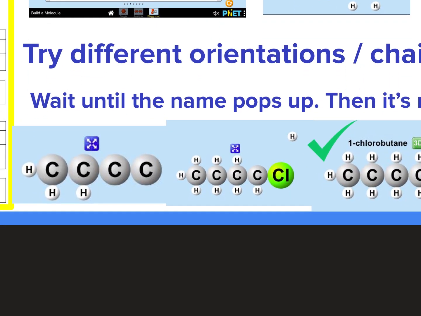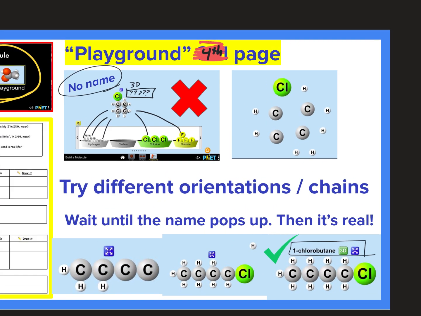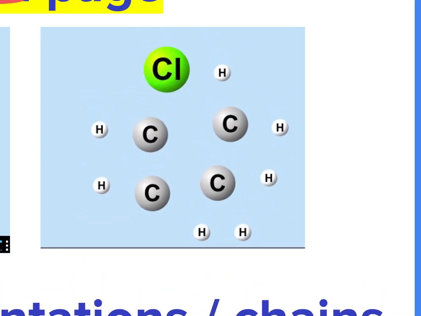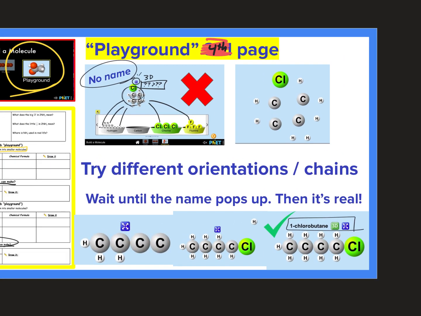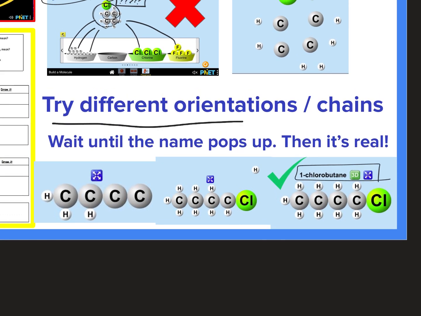It doesn't exist in nature. What you want is you want a name to show up like this. How you get that is you can click this button, and that'll break apart all of these atoms. So then it'll look like that. And I want you to try different combinations. The reason I had that is as you are building your different molecules, try different orientations or chains. Wait until the name pops up.